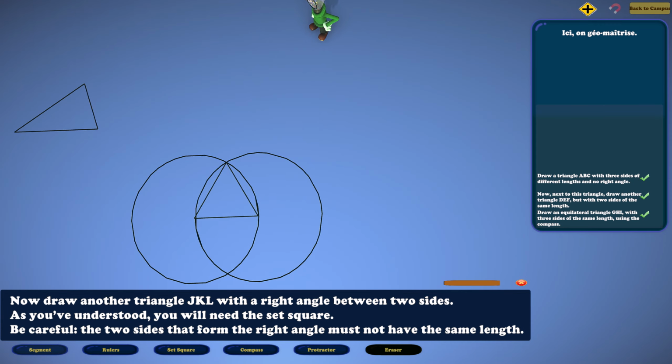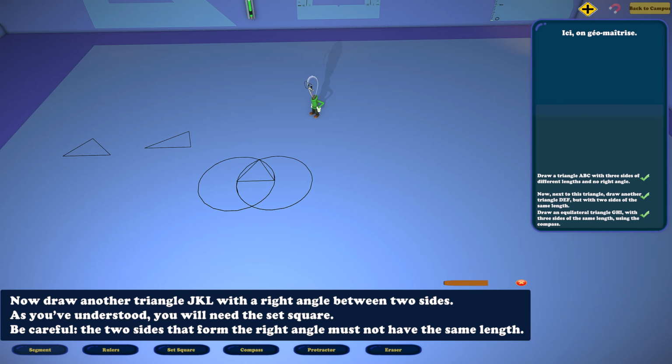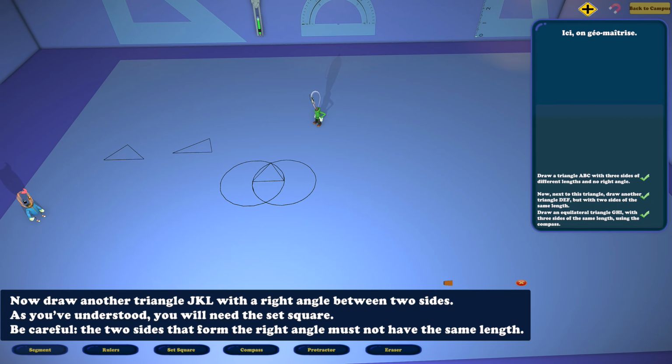Now draw another triangle JKL with a right angle between 2 sides. As you've understood, you will need the set square. Be careful. The 2 sides that form the right angle must not have the same length.